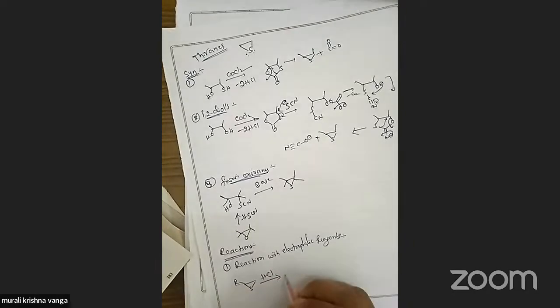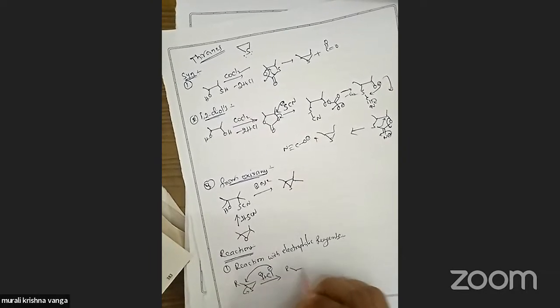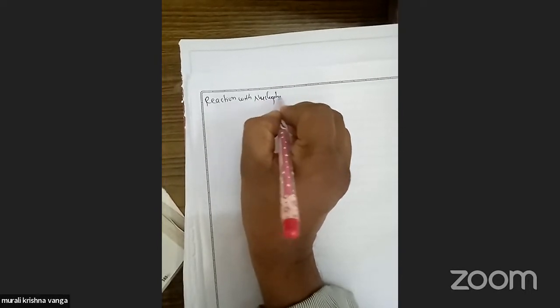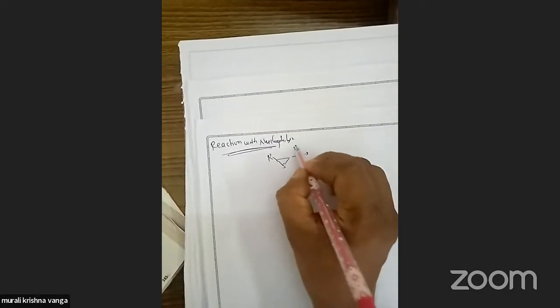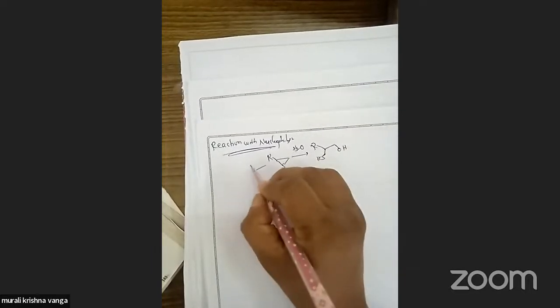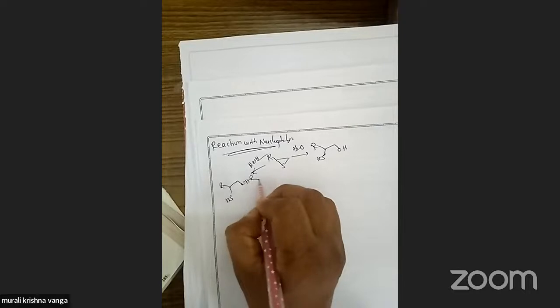When reacting with HCl, H plus Cl minus attacks here, opening the ring from the more substituted side. That is the mechanism. So wherever we take any electrophiles. Next one is reaction with nucleophiles. When thiirenes react with a water molecule, the ring opens from the less substituted side. If it reacts with a primary amine, this is the mechanism.